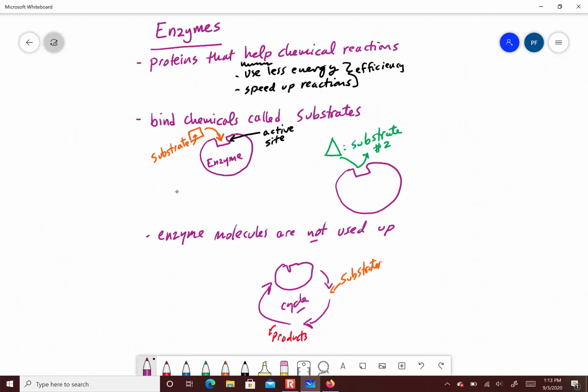All right, so that's what I wanted to talk to you about with enzymes. When we head into cellular respiration and photosynthesis, there's lots of enzyme catalyzation going on with that. So basically every step along the way is going to be catalyzed by enzymes.